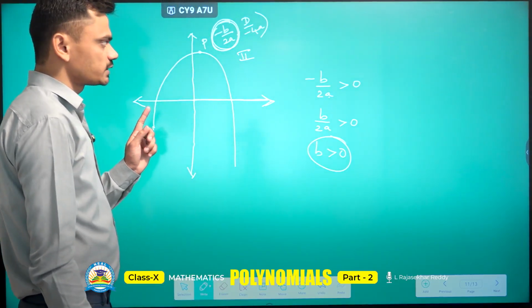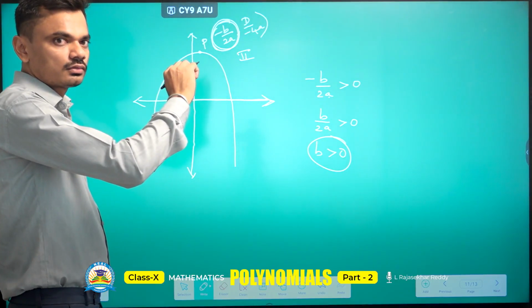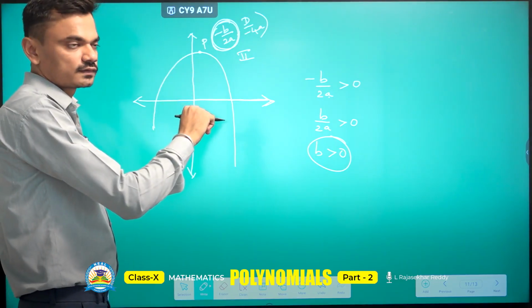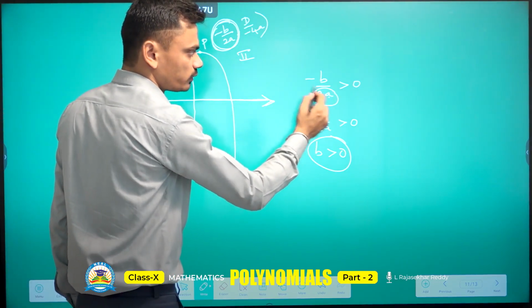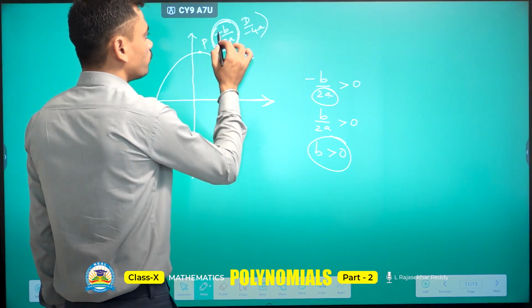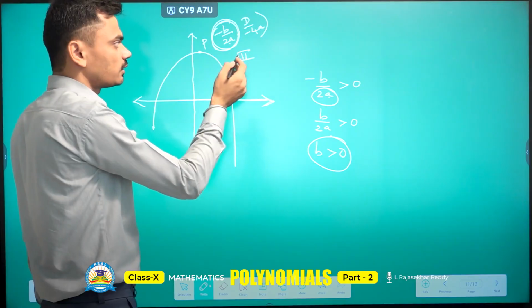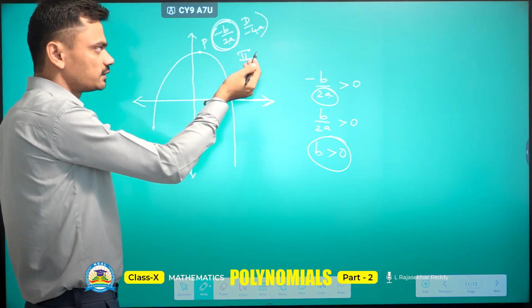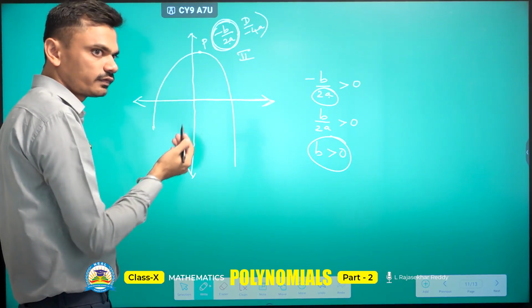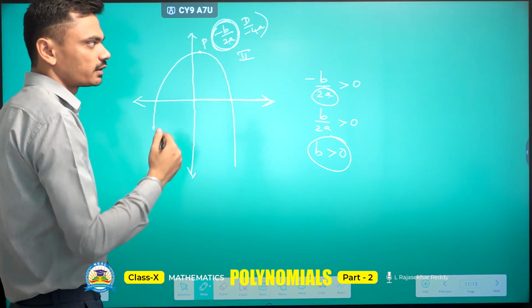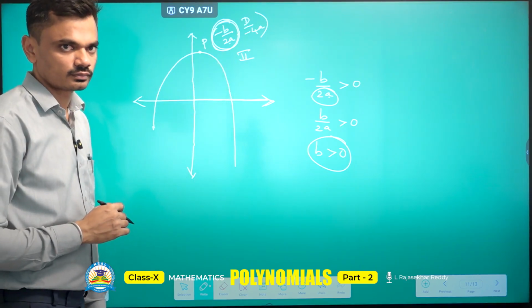So first we have to check the graph whether it opens upwards or downwards, and depending on that we have to take the a value. Then minus b by 2a whether greater than 0 or less than 0, according to the quadrant, whether it is in the first quadrant or second or third or fourth, we have to observe and take whether greater than 0 or less than 0.